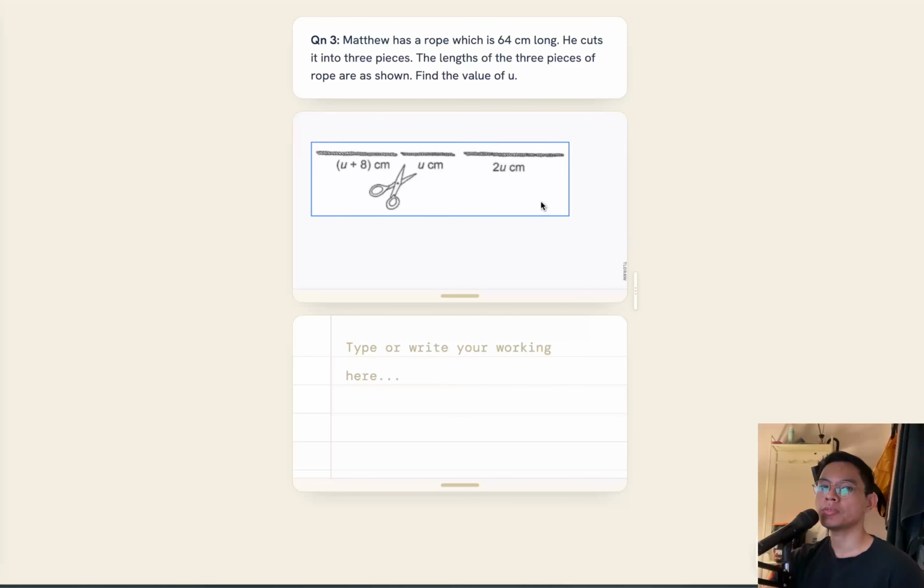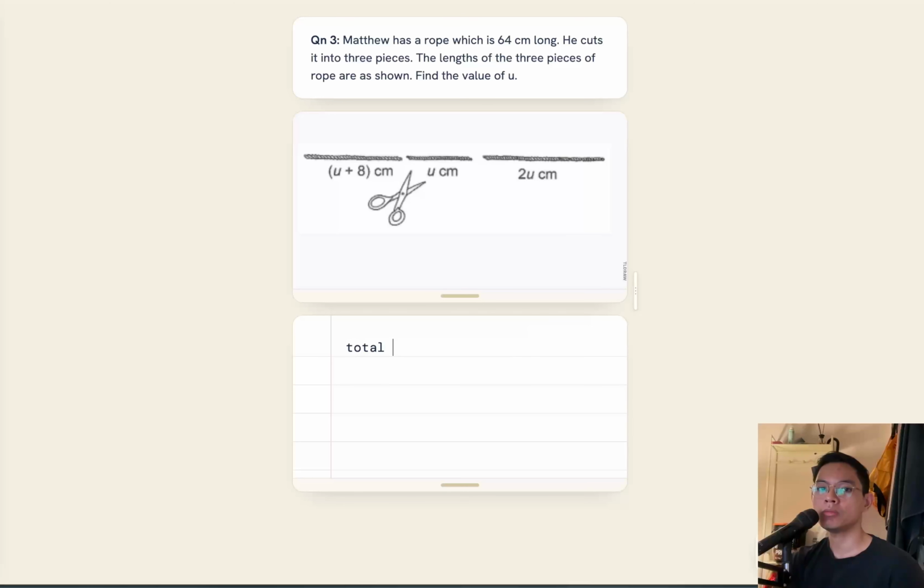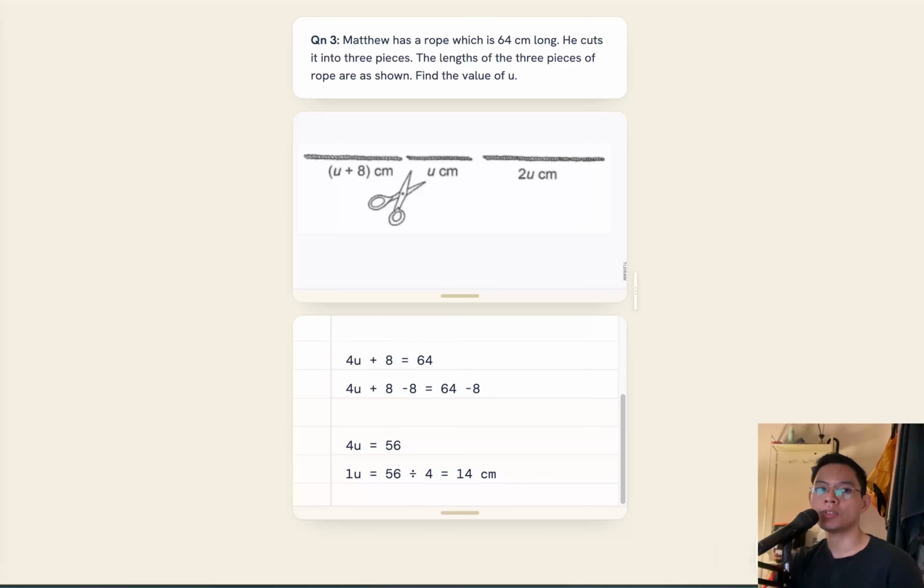For u over here, the total rope is equal to 64. The total rope in units would be u plus 8 plus u plus 2u, which is 4u plus 8. So 4u plus 8 is equal to 64. If we minus 8 on both sides, 4u is equal to 56. 1u would then be 56 divided by 4, which is 14 centimeters. Okay, there you go. So the answer is 14 centimeters.